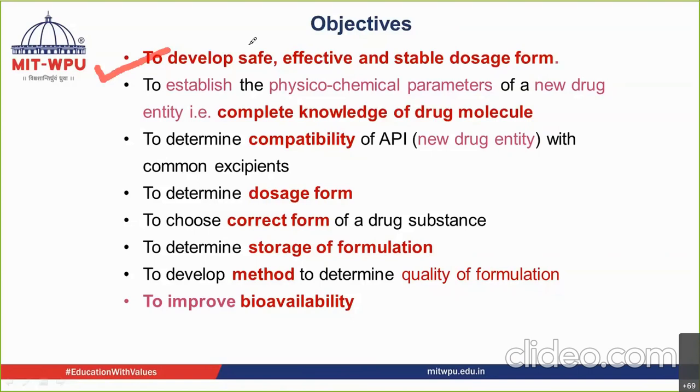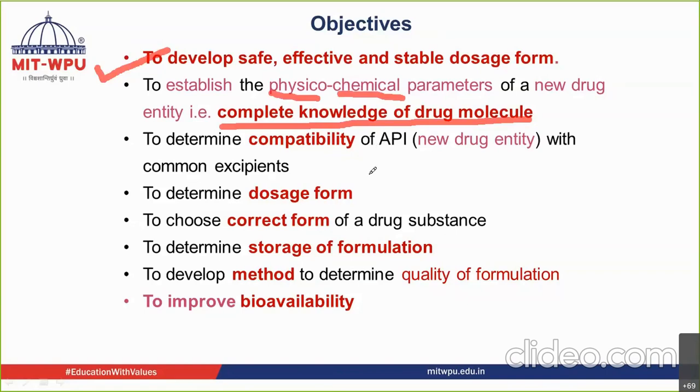There are other objectives also. Okay, you can say complementary objectives. Not so important, but definitely we should know them. The second objective is to establish the physicochemical parameters of the new drug entity. It means you have to develop a complete knowledge of the drug molecule, because I'm going to formulate it now. If I'm going to formulate it, I should have the knowledge of the drug molecule. Otherwise, I'm not able to go into formulating. So how can I have the complete knowledge? If I have the physical knowledge of the drug molecule and the chemical knowledge of the drug molecule, then definitely I can have the total knowledge of the substance, the drug.